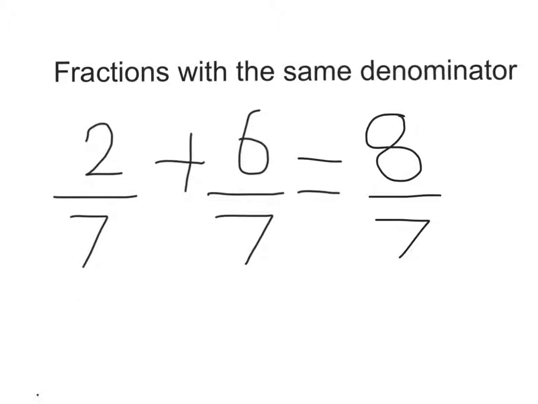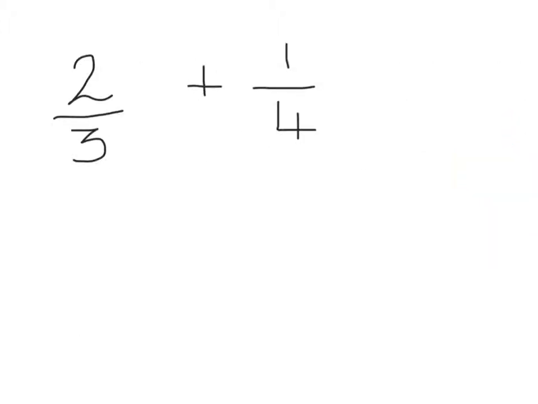That's an improper fraction, so I can simplify that by saying that is the same as, that is equivalent to 1 and 1/7. So 2/7 add 6/7 give me an answer of 8/7, which I've then simplified to 1 and 1/7.